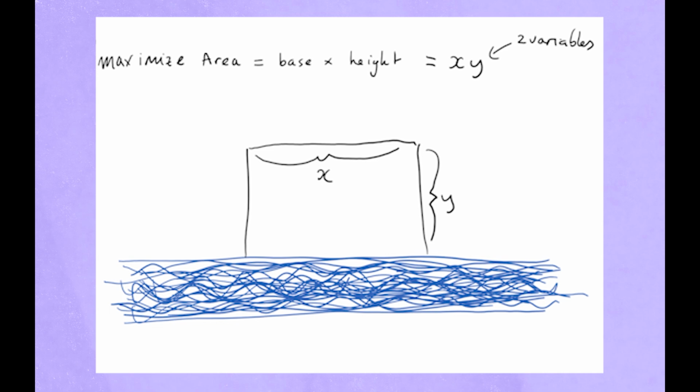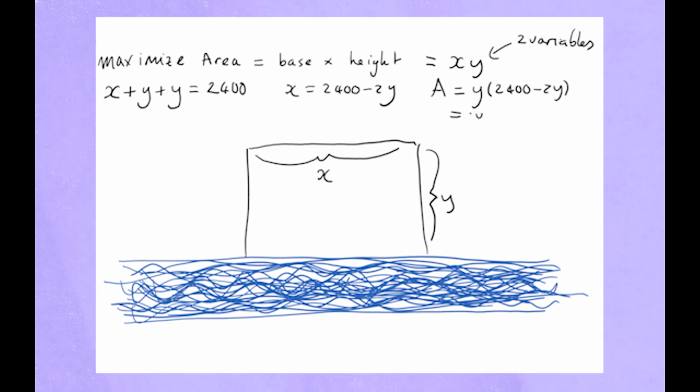So now we would like to eliminate one of the variables in our function. To do so, we go back to the problem statement. We see that we are allowed 2,400 feet of fence in total, and that 2,400 equals 2y plus x. Therefore, x equals 2,400 minus 2y. We can substitute this into our expression for the area, and we find that A equals y times (2,400 minus 2y), which equals 2,400y minus 2y squared. So now we have a function that we can try to maximize.